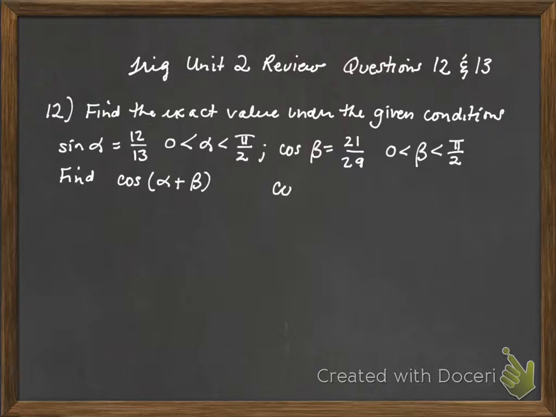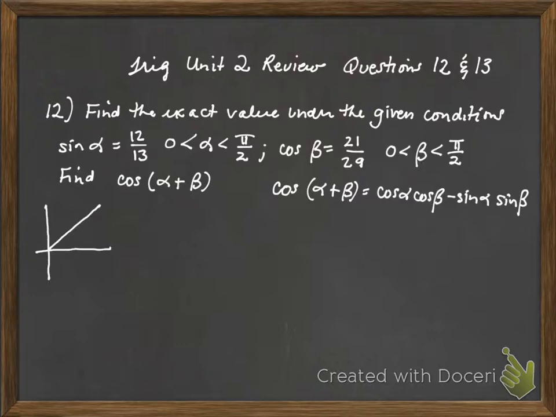The formula to do this is cosine of alpha plus beta equals cosine alpha cosine beta minus sine alpha sine beta. I wanted you to be aware of that because if I look here, I only have sine alpha and cosine beta, and I'm missing cosine alpha and sine beta. So what I need to do is make some triangles. We're in quadrant 1, and I'm going to go ahead and draw a triangle.